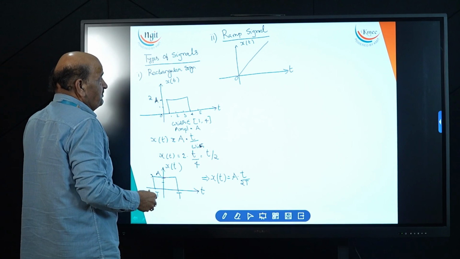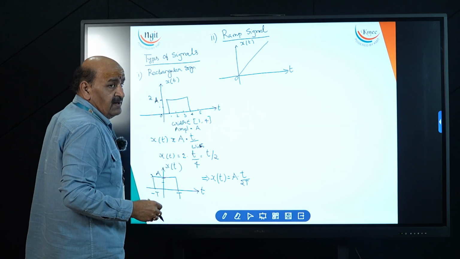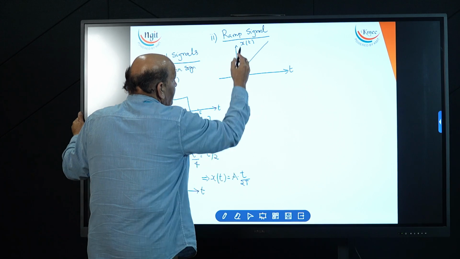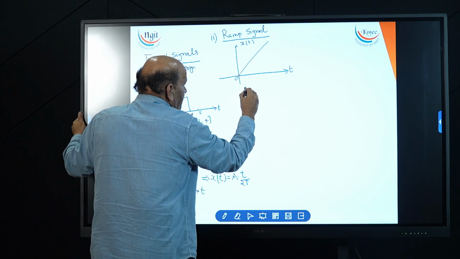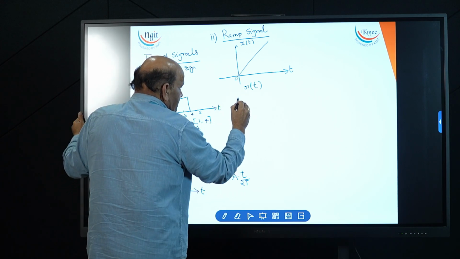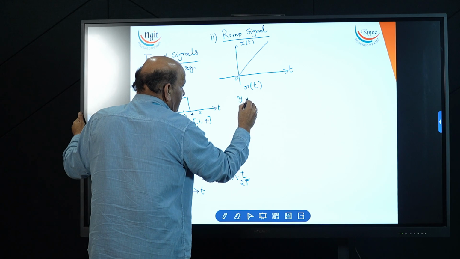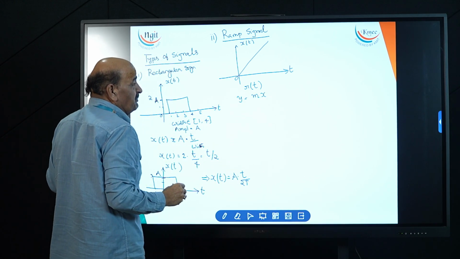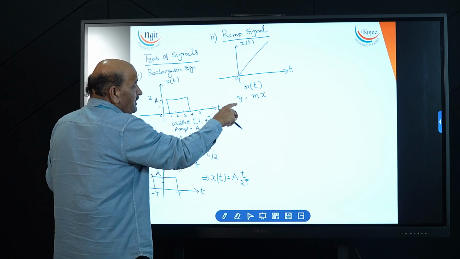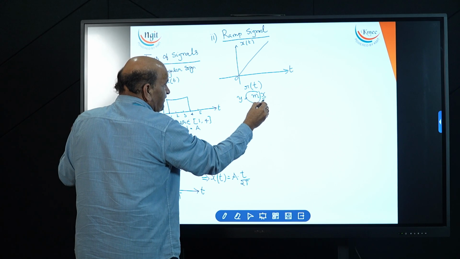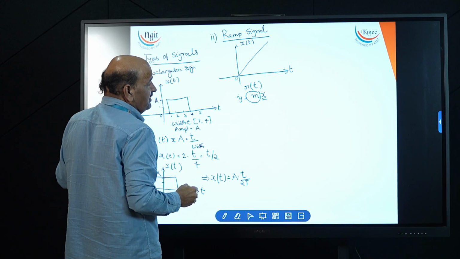Now, ramp function. How to give a mathematical representation to this one? The ramp function is generally denoted by r of t. This is ramp r of t. Just recall from intermediate, this graph represents y equal to mx. Here m is called what? Slope. x is the independent variable, y is the dependent variable.